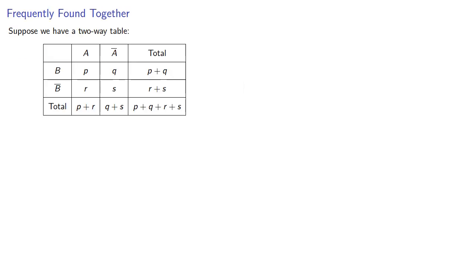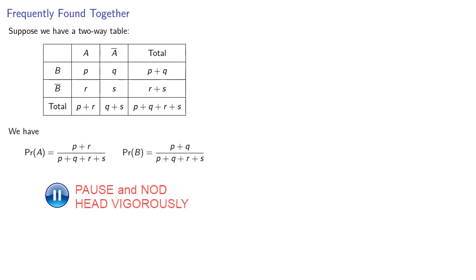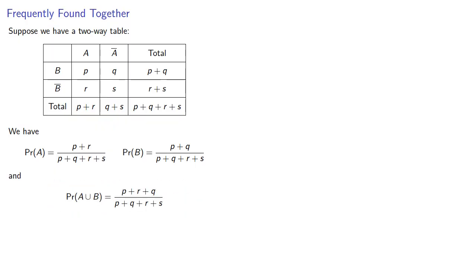So suppose we have a two-way table where we have our events A and A complement and B and B complement, where they occur certain numbers of times. So we can find the probability of A and the probability of B. And we can also find the probability of the union of the two events. So let's take a look.